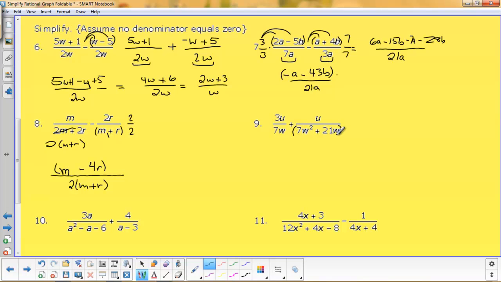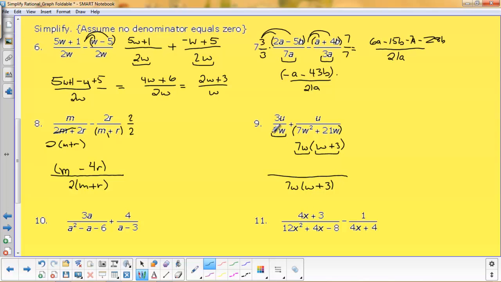So I'm going to look at this one. I'm going to look for a GCF, and I notice that there's a W in both of them, and that 7 and 21 have a factor of 7. So I'm going to rewrite this as 7W times W plus 3. Now I'm going to draw my fraction. I'm going to write my common denominator by looking for one of each quantity. Notice I have a 7W, 7W, and W plus 3. My common denominator is going to be one of each of the different quantities that are above. So I have a 7W, and I have a W plus 3.